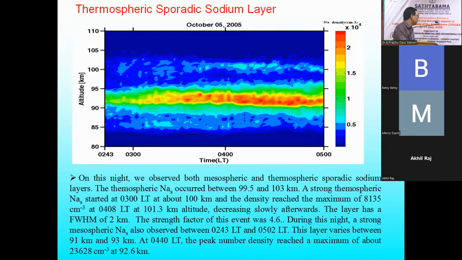So on this particular day, both thermospheric as well as mesospheric sodium layers were observed. See here, above 100 kilometers we can call it the thermospheric layer, and below, on the same day, we also observe the mesospheric sodium layer. The important thing is that the thermospheric SSL has one-tenth of the sodium concentration, whereas the mesospheric strength factor is more than 10 times.